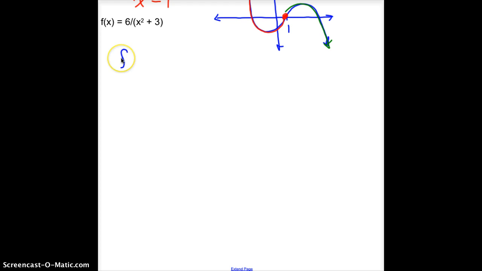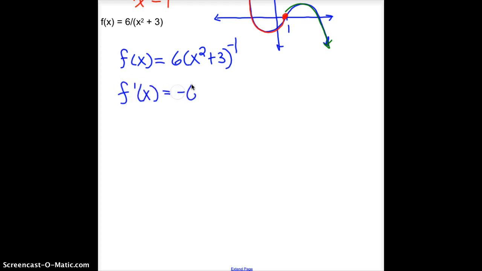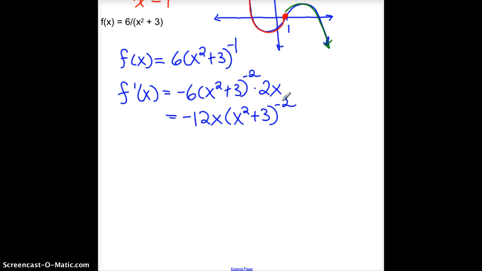This will be it. So I am trying to determine intervals for concavity, which requires a second derivative. So the first thing I'm going to do is write this with an exponent so I can use my power rule. I'm going to take the first derivative. I'm going to bring that power out front and knock it down 1, but don't forget this is a composition, so I also have to do the derivative of the guts, which in this case is 2x. I'm going to clean that up and call it -12x times (x squared plus 3) to the -2.